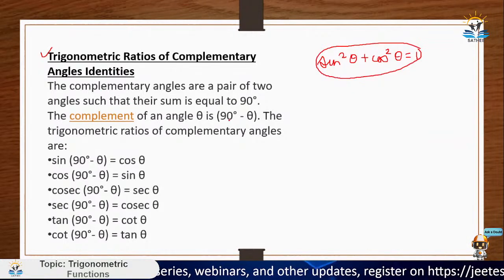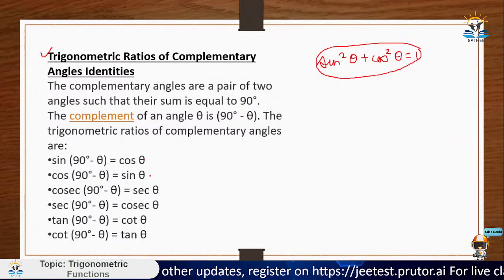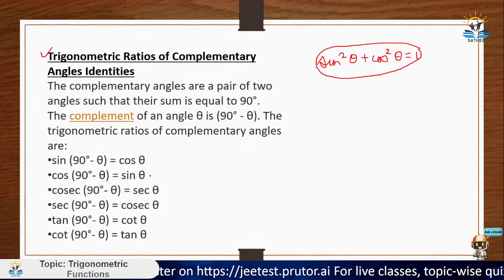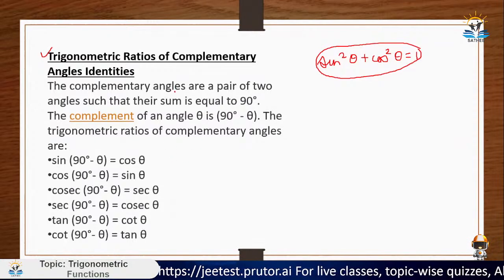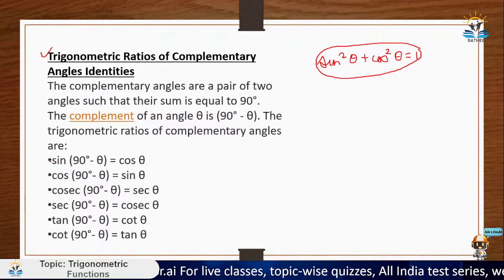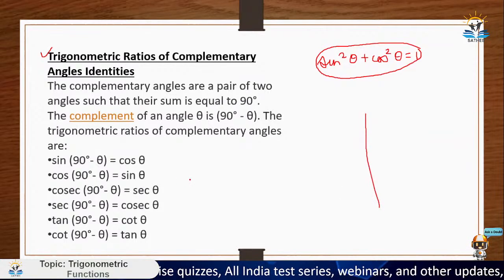So what are complementary angles? If the sum of two angles is 90 degree, then we say that those two angles are complementary angles. What are supplementary angles? If the sum of two angles is 180 degree, then those are supplementary. If the sum of two angles is 90 degree, then those are complementary. So what is the complementary angle of theta? It is 90 minus theta. So these are complementary angle properties. Basically, you have to remember them. Sine of 90 minus theta is cos theta. How do you remember this? You remember it this way.